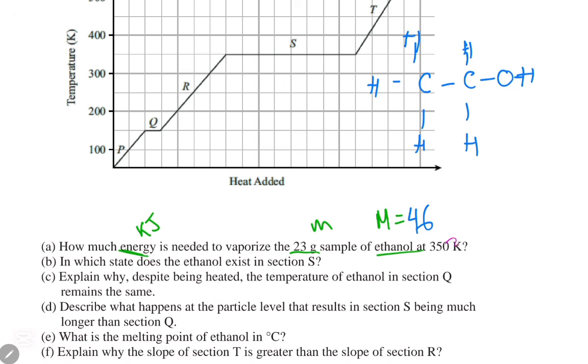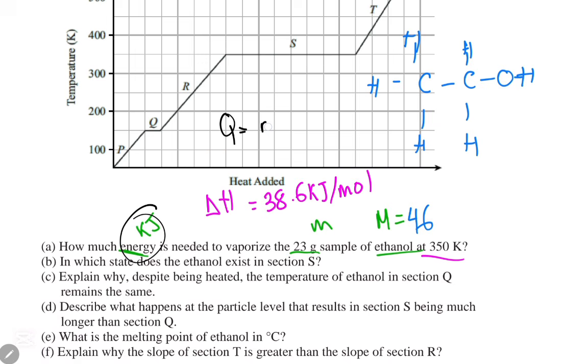Okay, and then they gave us the temperature to be 350 Kelvin. We don't really need the temperature because we know that the delta H of vaporization that we are dealing with is 38.6 kilojoules per mole, right? And now I need to find my energy in kilojoules. So Q equals what?